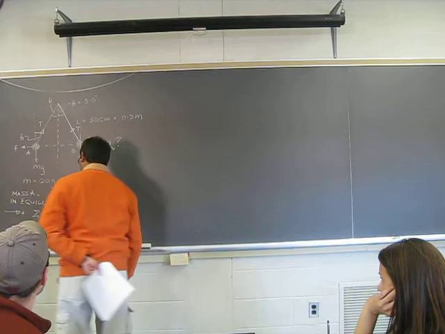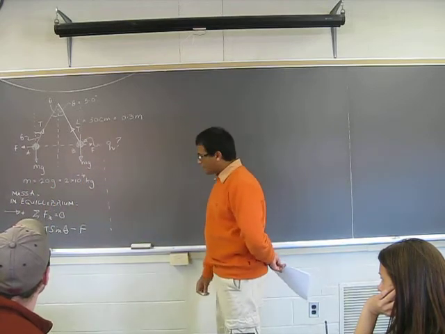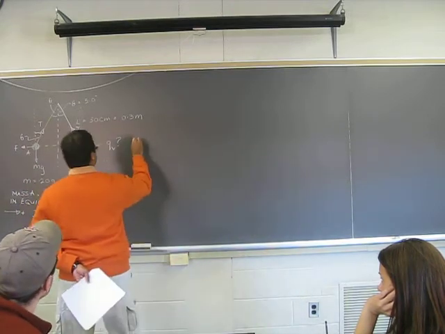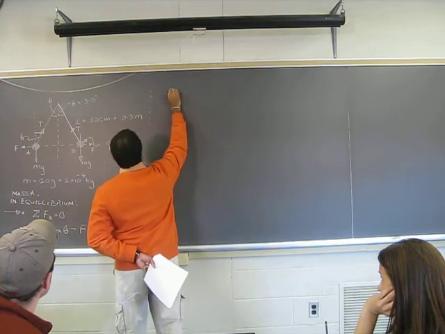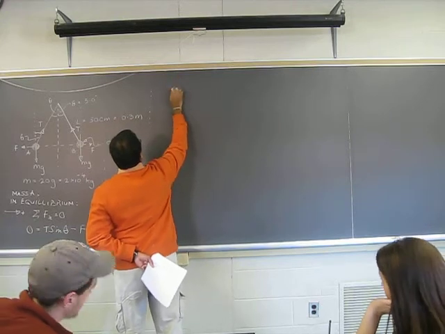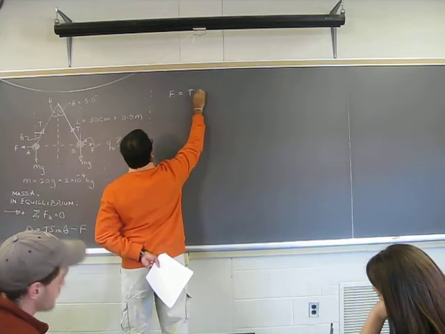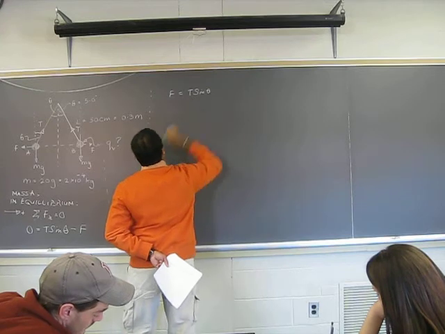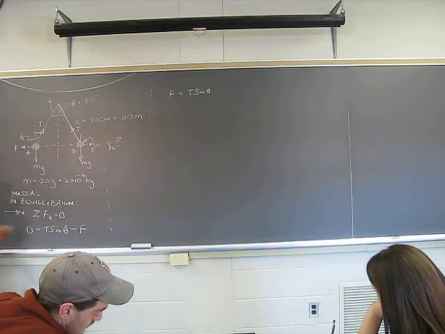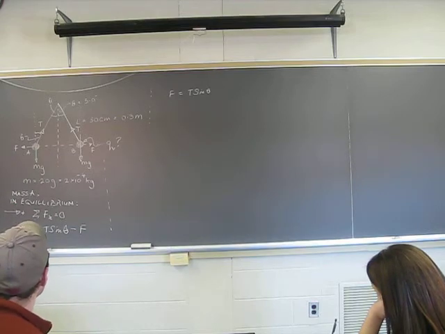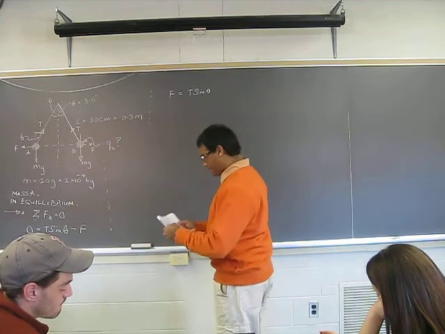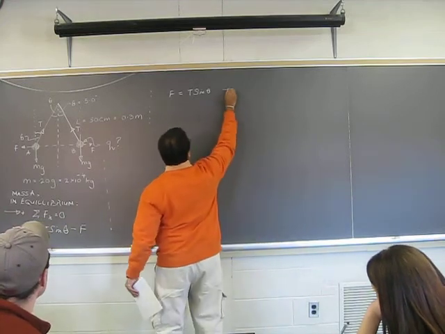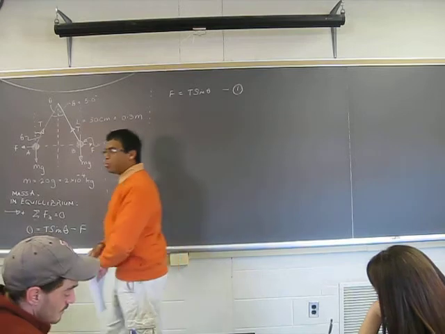So this is T sin theta minus F. Out of this, I can immediately write F equals T sin theta. I can take F to the other side. If I take F to the other side, F becomes positive. This is still positive, so I have F equals T sin theta. Okay, let's call this formula number 1.